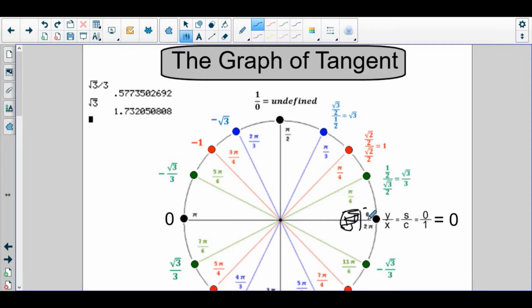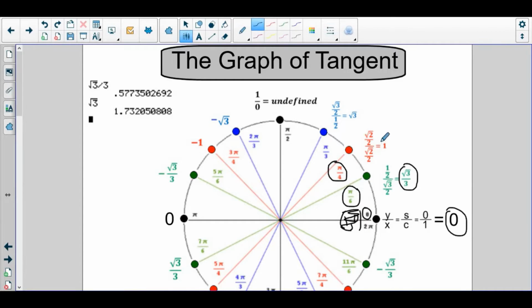I'm going to look at inputting the angle of 0 and outputting the value for tangent of 0. So the first point for tangent is (0, 0). For the next one, I would input pi over 6, and I would output root 3 over 3, and that comes from dividing the sine and cosine values.